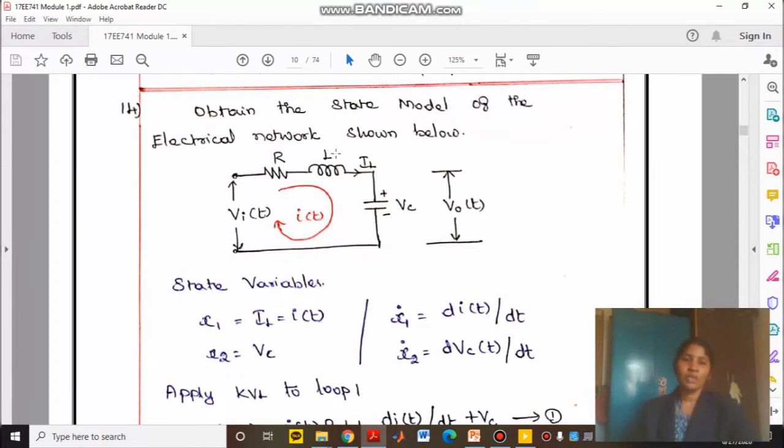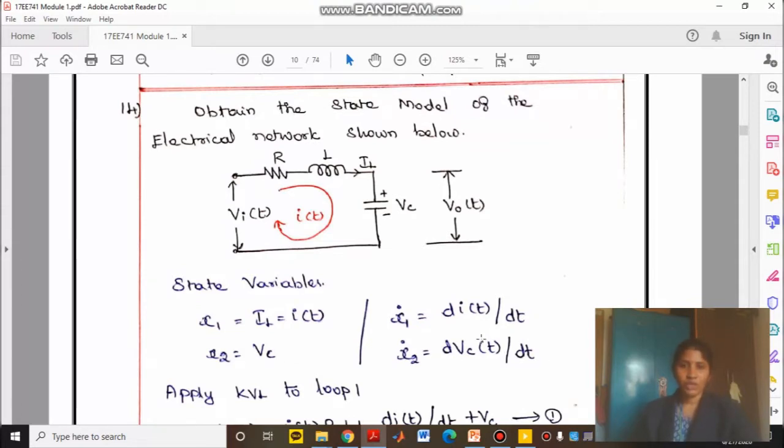Now, considering L as your x1 and C as your x2, the current flowing through the inductor is going to be your first state variable, and the voltage across the capacitor is going to be your second state variable. The state variables are always represented using first order differential equations. So we can write x1 as x1 dot. First order differential equation means x1 dot. So x1 dot is equal to di(t) divided by dt, and x2 first order differential equation is x2 dot, which is equal to dVc divided by dt.